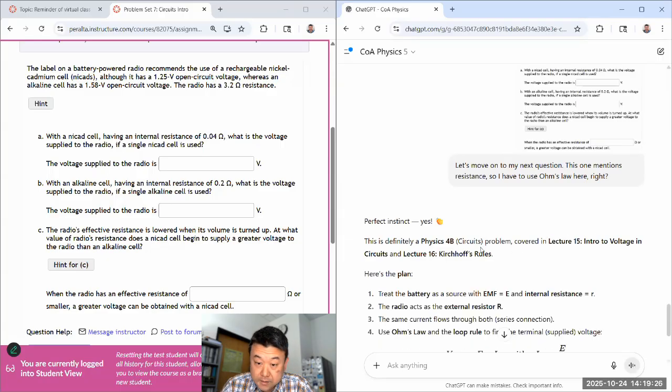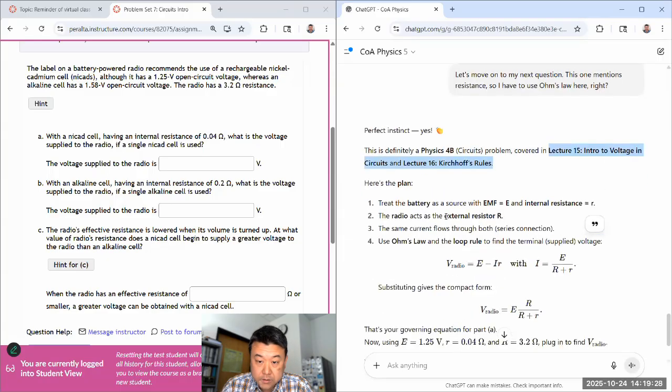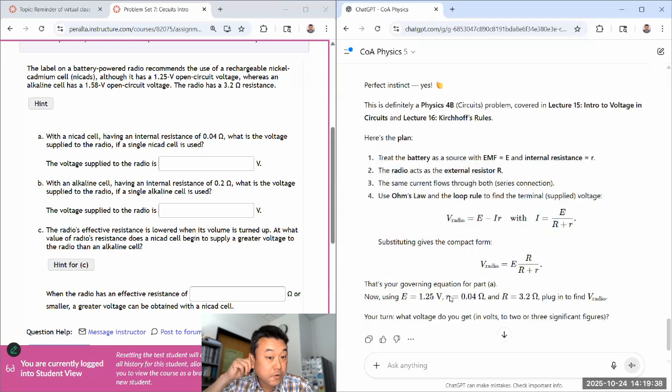But I think these are the right lecture videos. You don't need Kirchhoff's rules here quite yet. Yeah, it's giving you all these steps, which it should have let you figure out first, but let's say we are following this step. The radio acts as an external resistor, same current flows through both, series connection, Ohm's law and the loop rule. I mean, you don't need the loop rule if you know how to add resistors in series, you can just do that.